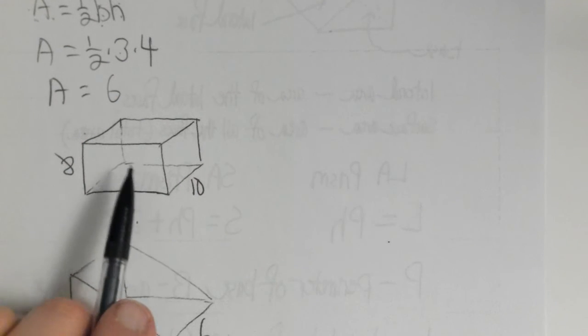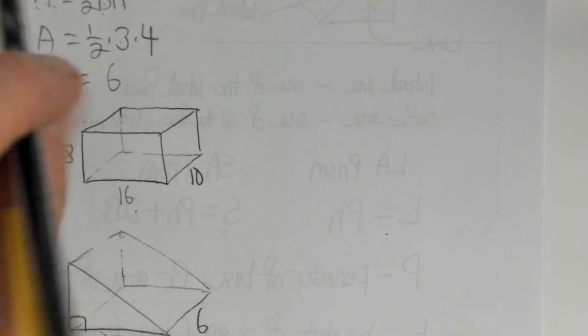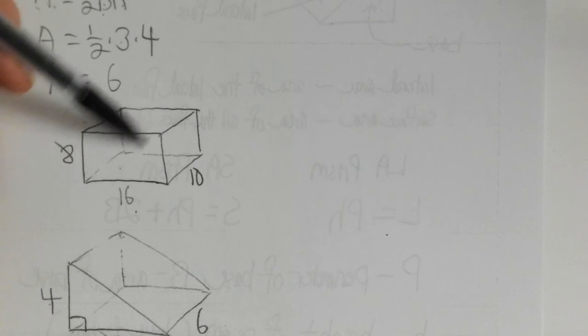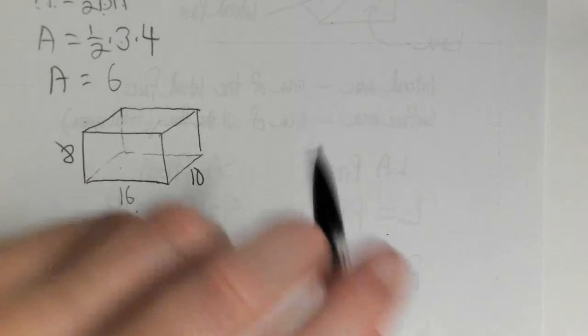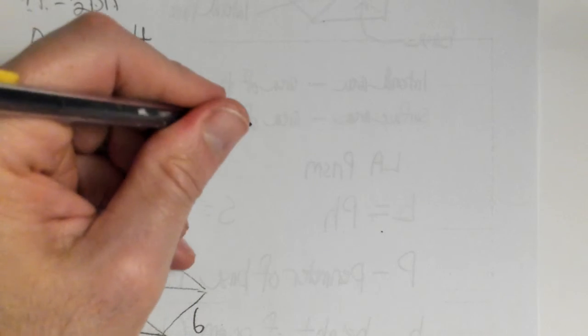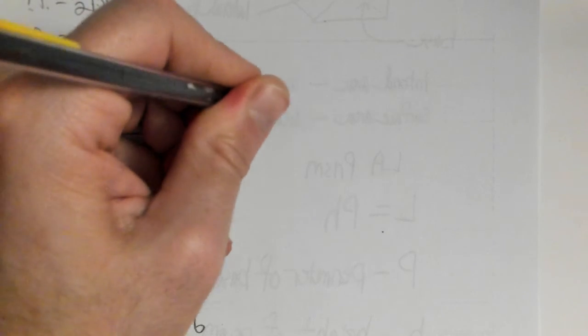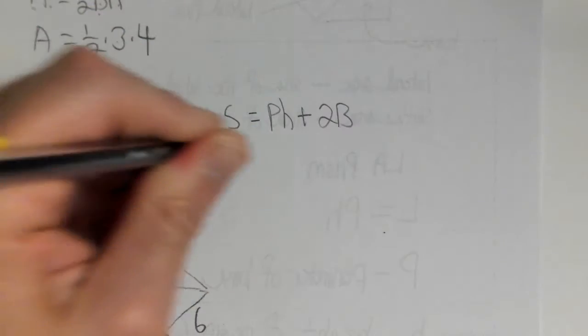So again, I have to identify the figure. This is a prism, right? Okay, because it's got two congruent parallel sides in it, so it is a prism. So I'll use the same formula. The surface area is equal to pH plus 2b.